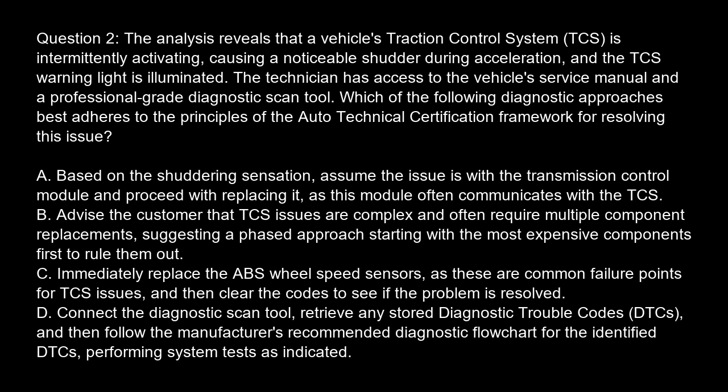Option C. Immediately replace the ABS wheel speed sensors, as these are common failure points for TCS issues, and then clear the codes to see if the problem is resolved. Option D. Connect the diagnostic scan tool, retrieve any stored diagnostic trouble codes, DTC, and then follow the manufacturer's recommended diagnostic flowchart for the identified DTCs, performing system tests as indicated.